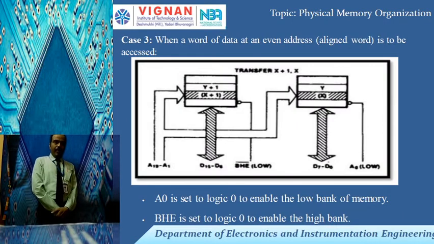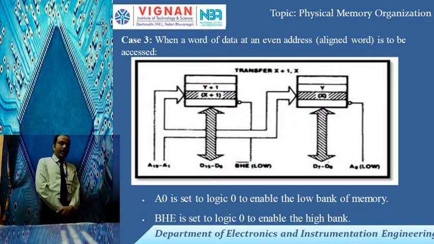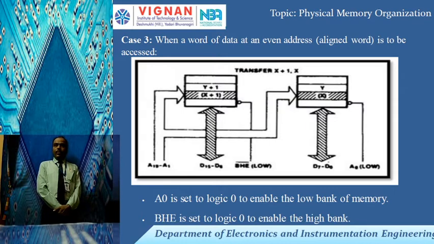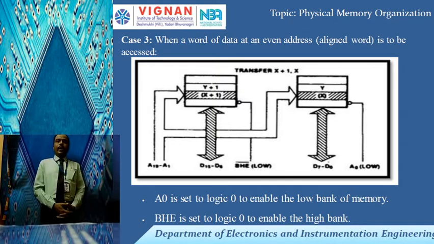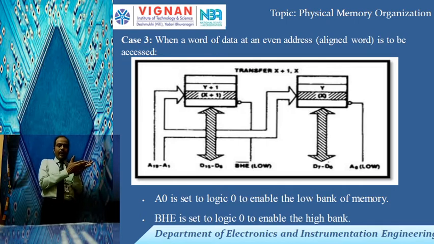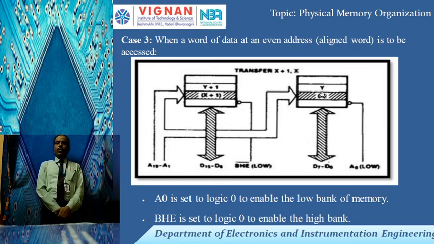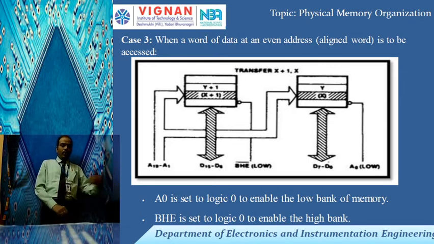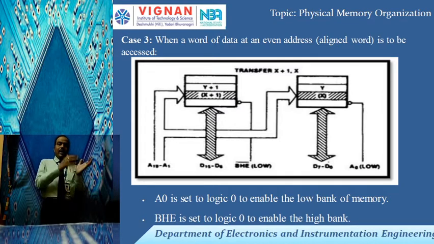And the third case, when a word of data is at an even address. For example, we are going to access a data that is 1234H. Here H is not hexadecimal digit but the suffix, so it is 16 bit data. In that, 34 is the higher byte and 12 is the lower byte. So 12, the lower byte, is stored at the even address, and 34, the higher byte, is stored at the odd address bank. If the data address is starting at an even address, then that is called an aligned word.